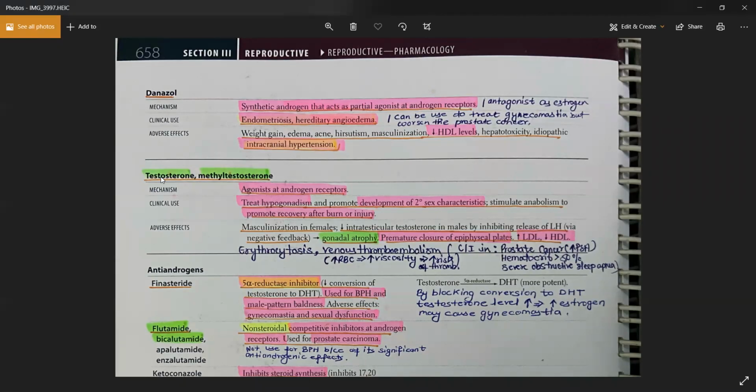So to treat hypogonadism, you will give the patient testosterone, and to stimulate anabolism. To promote recovery after a burn, you will give the patient testosterone. For performance enhancement, these steroids could be abused by athletes. Now the side effects we have discussed previously. Remember the skin side effects: you will get acne and oily skin. For the CVS, you will get a high level of LDL, low level of HDL, and a high level of hematocrit. These are just all the testosterone effects, right?